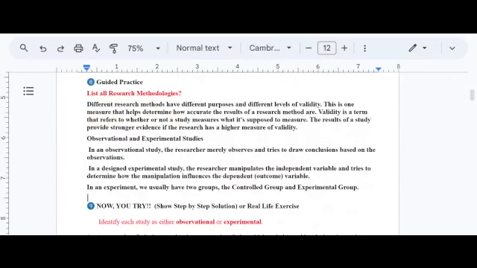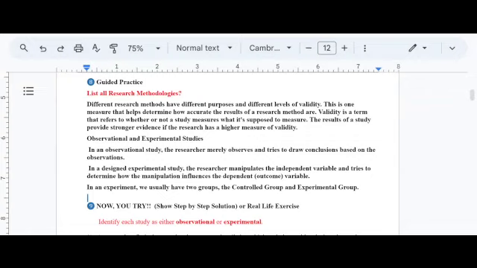Next topic is research methodology. Different research methodologies have different purposes and different levels of validity. This is one measure that helps determine how accurate the results of a research method are. Validity, we talked about validity last time, is a term that refers to whether or not a study measures what it's supposed to measure. The results of the study provide stronger evidence if the research has a higher measure of validity.